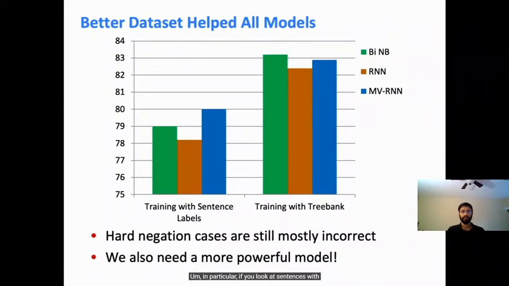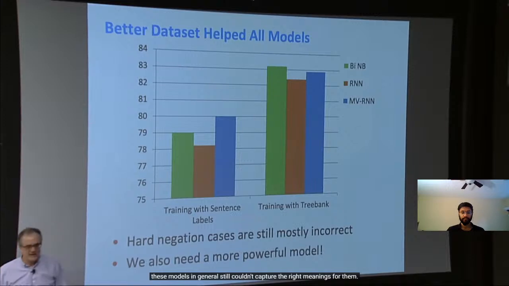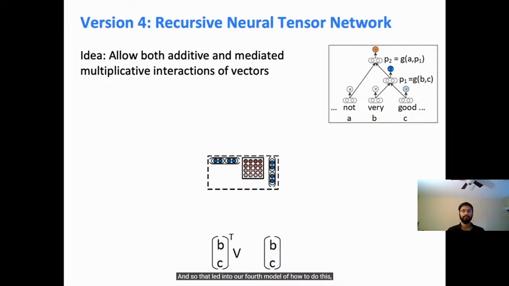In particular, if you look at sentences with various kinds of negation, things like "should have been funnier", these models in general still couldn't capture the right meanings for them. And so that led into our fourth model of how to do this, which is this idea of recursive neural tensor networks. What we wanted to be able to do is go back to just having meanings of words be vectors, but nevertheless, to be able to have a meaning for a phrase where the two vectors acted on each other.